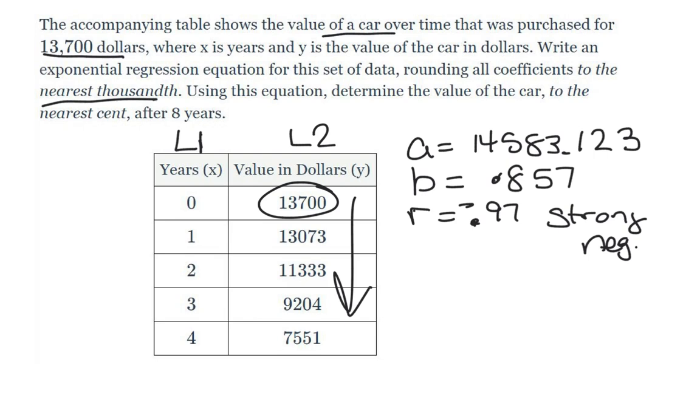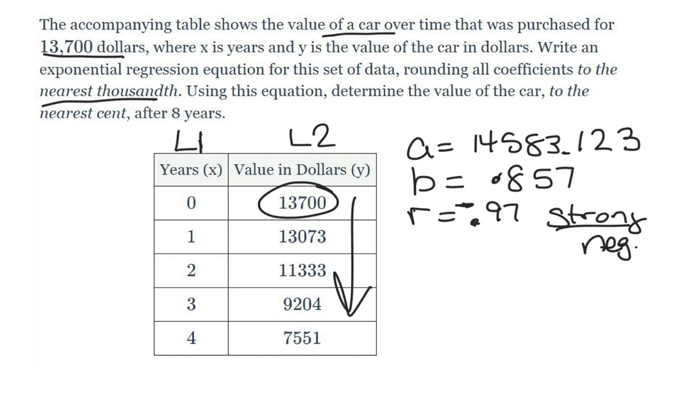Sorry about that. So yeah, when you've got a decay or decreasing car value, you'll notice that your correlation is negative. But in this case, it was close to the absolute value 1, so it's a strong negative. Now, if I had something like negative 0.3, that'd be a weak negative correlation.